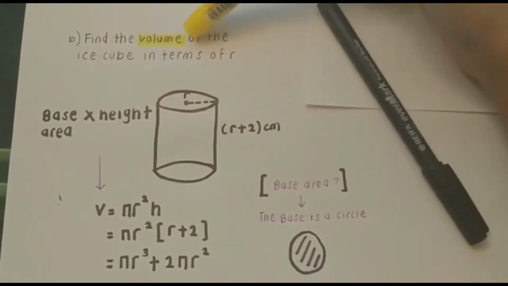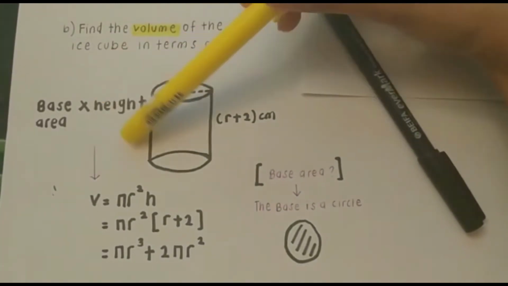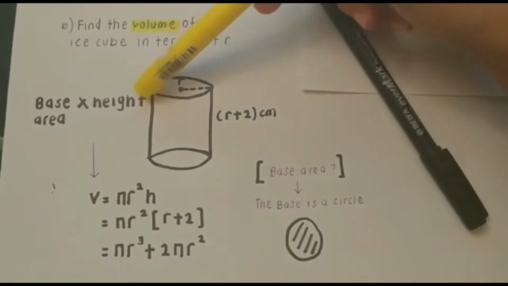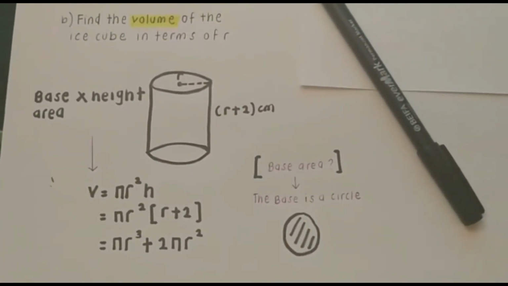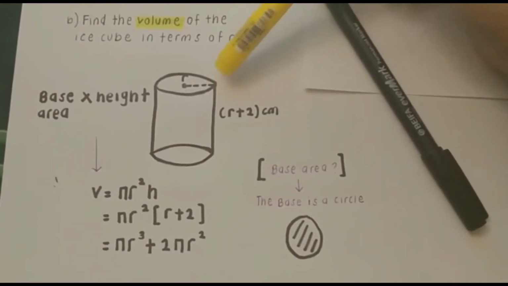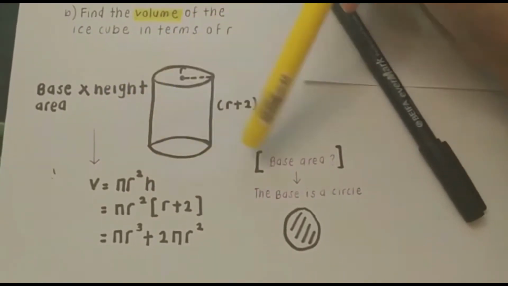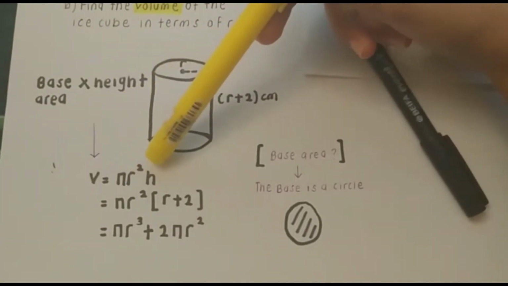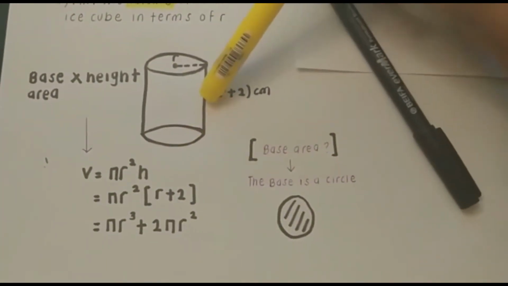Find the volume of the ice cube in terms of r. Since the shape of the ice cube is the same as the shape of the cylinder, we can use the cylinder volume formula to find the volume of this ice cube. The formula for volume is base area times height. The base is a circle, so the formula becomes pi r squared times the height of the ice cube.